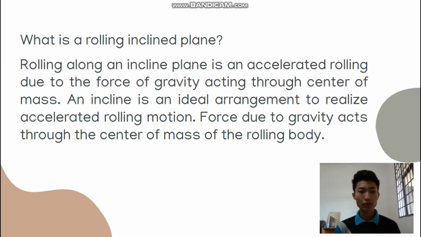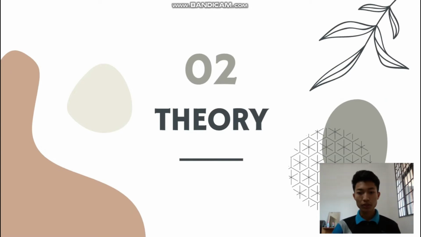So what is a rolling inclined plane? Rolling along an inclined plane is an accelerated rolling due to the force of gravity acting through the center of mass. An incline is an ideal arrangement to realize accelerated rolling motion. Force due to gravity acts through the center of mass of the rolling body. So let's check out some quick theory.